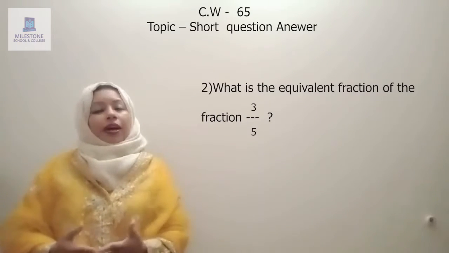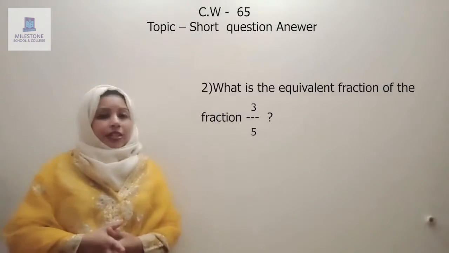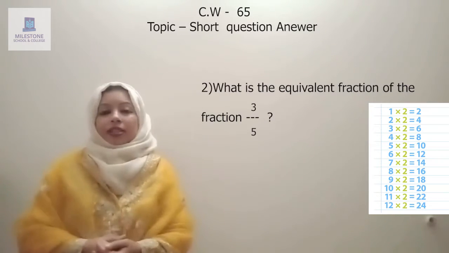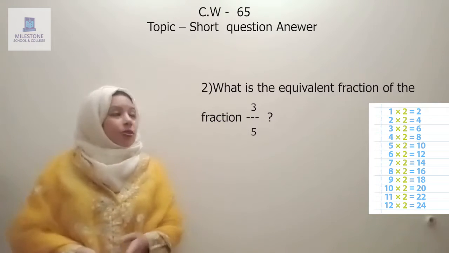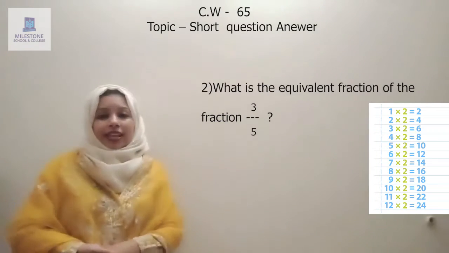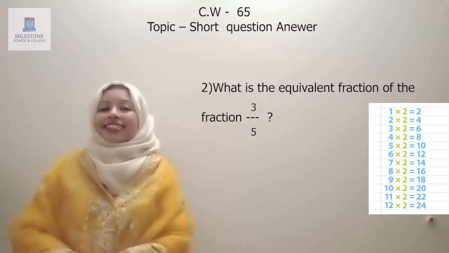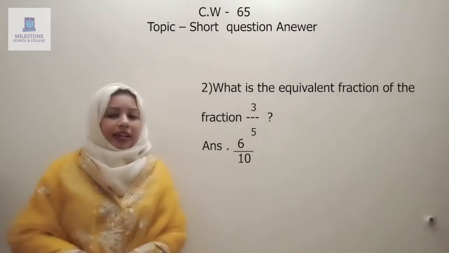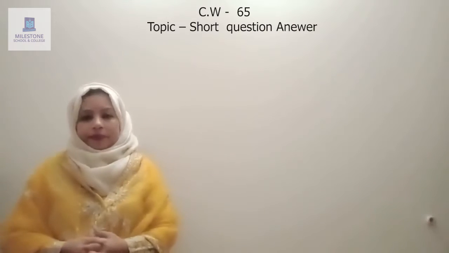Okay. So here they have given you the fraction 3 by 5. So what will be the answer? I am starting with the times table of 2 at first. So it will be 3 times 2 is 6, 5 times 2 is 10. So our answer has come 6 by 10. So the next question.